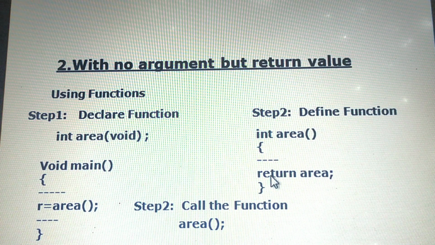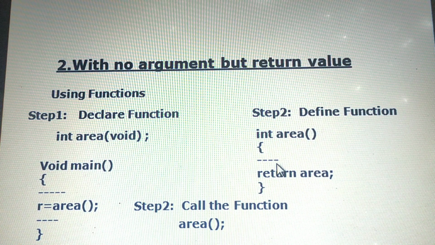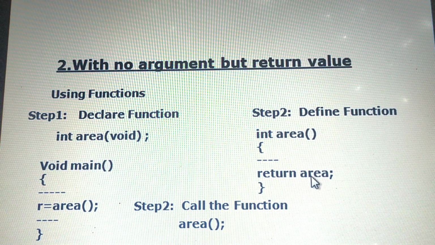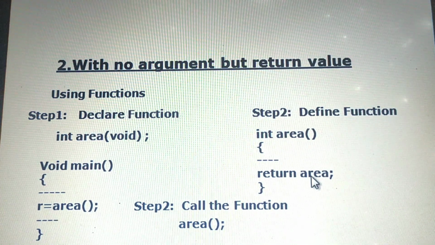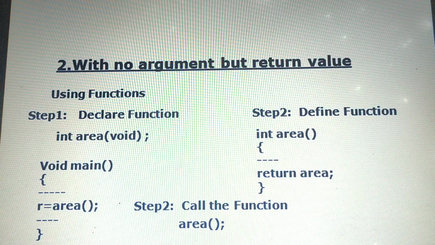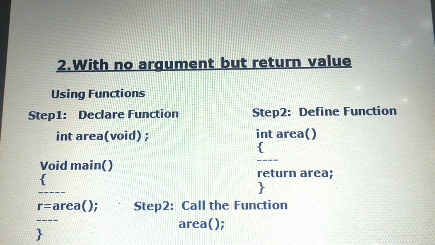Then here we have to give the statement return. Why is a return value there? We have to return something to the main program. So give the statement return. Then the variable which we have used to store the value to return to the main program, give that variable here: return area, close the bracket.